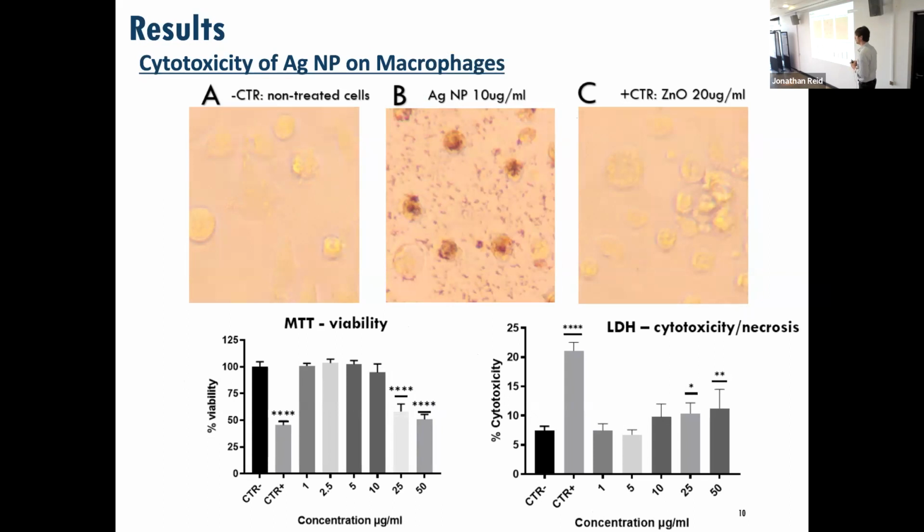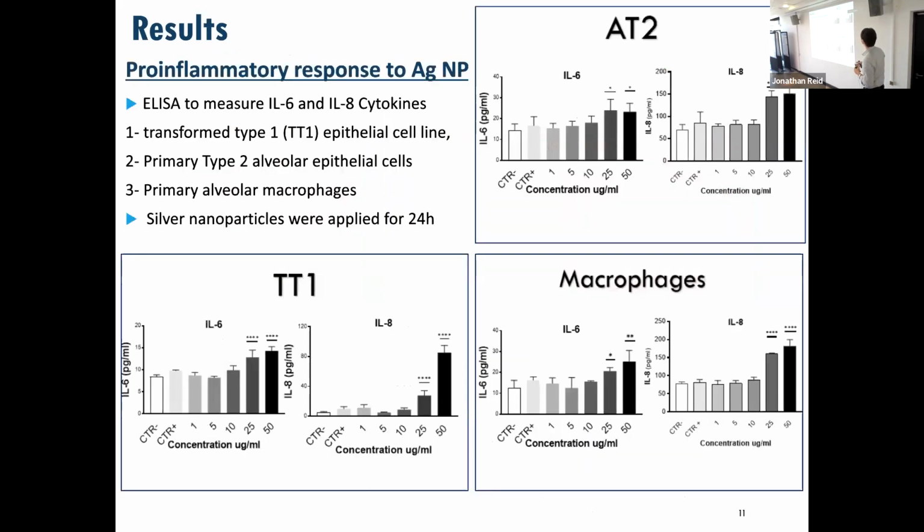This experiment was very important in order to know the treatment window of our silver nanoparticles. Before adding the silver, I did another experiment to see whether silver is able to cause any kind of pro-inflammatory response when added to the cells. So I measured the IL-6 and IL-8 cytokines using ELISA, and for all concentrations less than 25, the levels were normal compared to the control, so I'm sure that any concentration less than 10 microgram per ml should be okay.